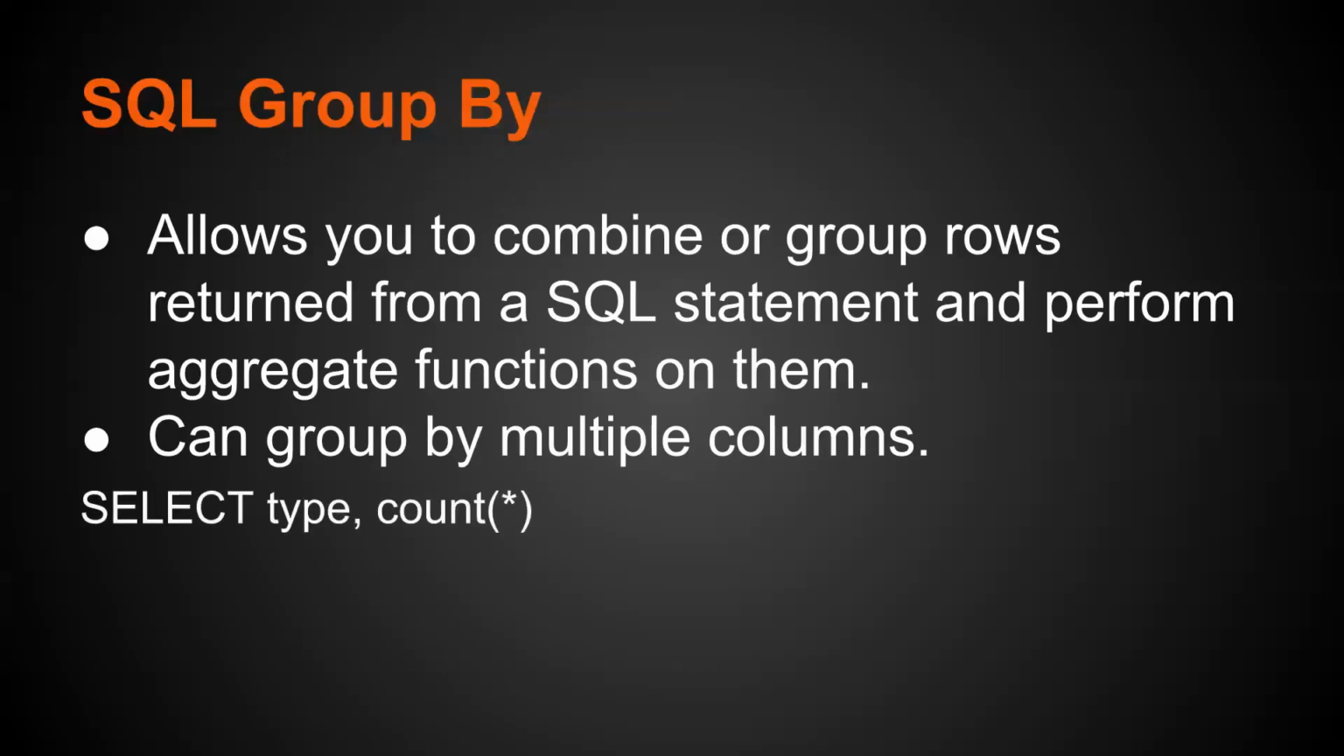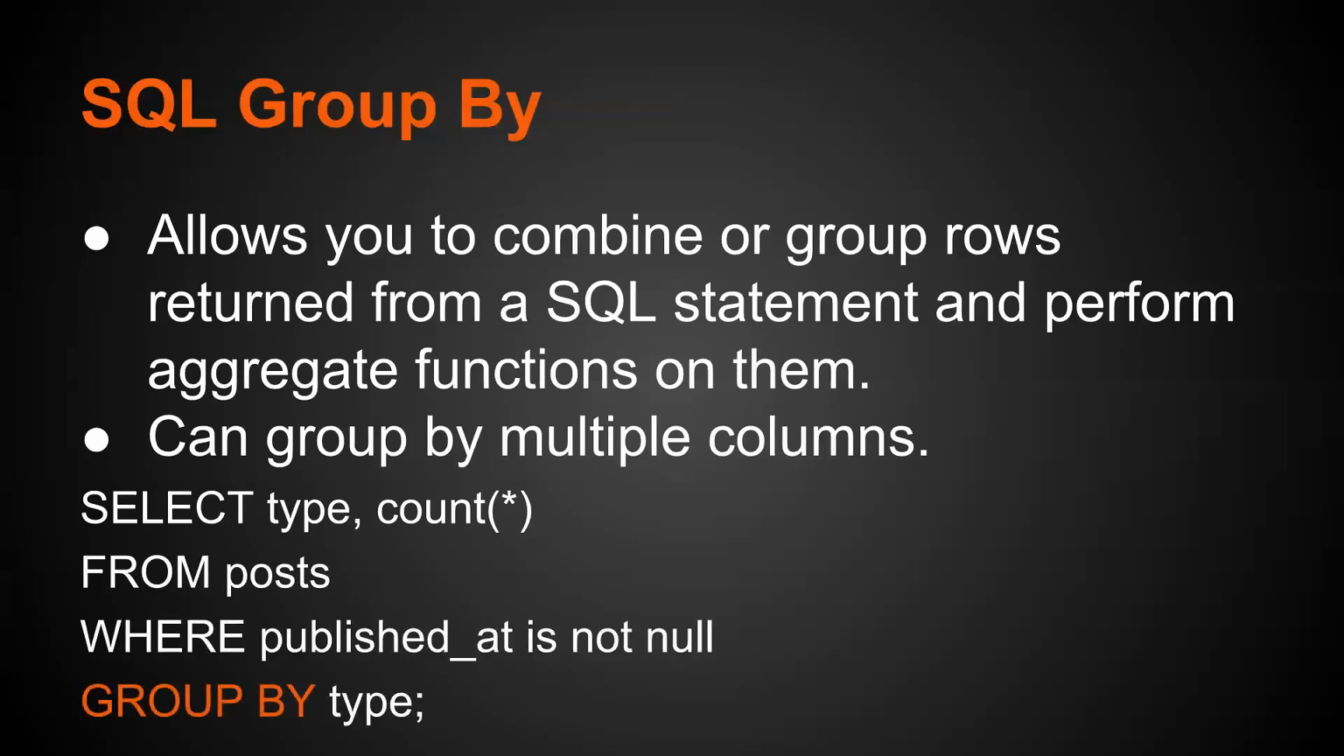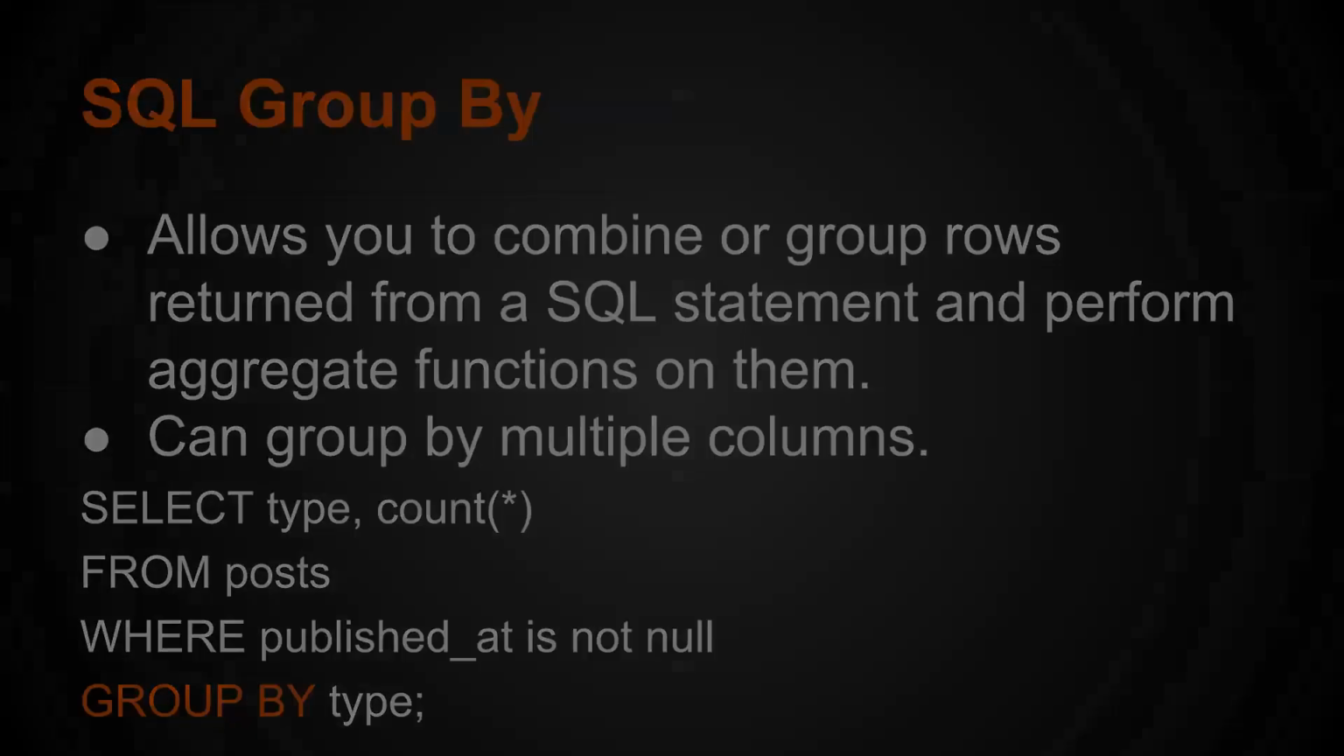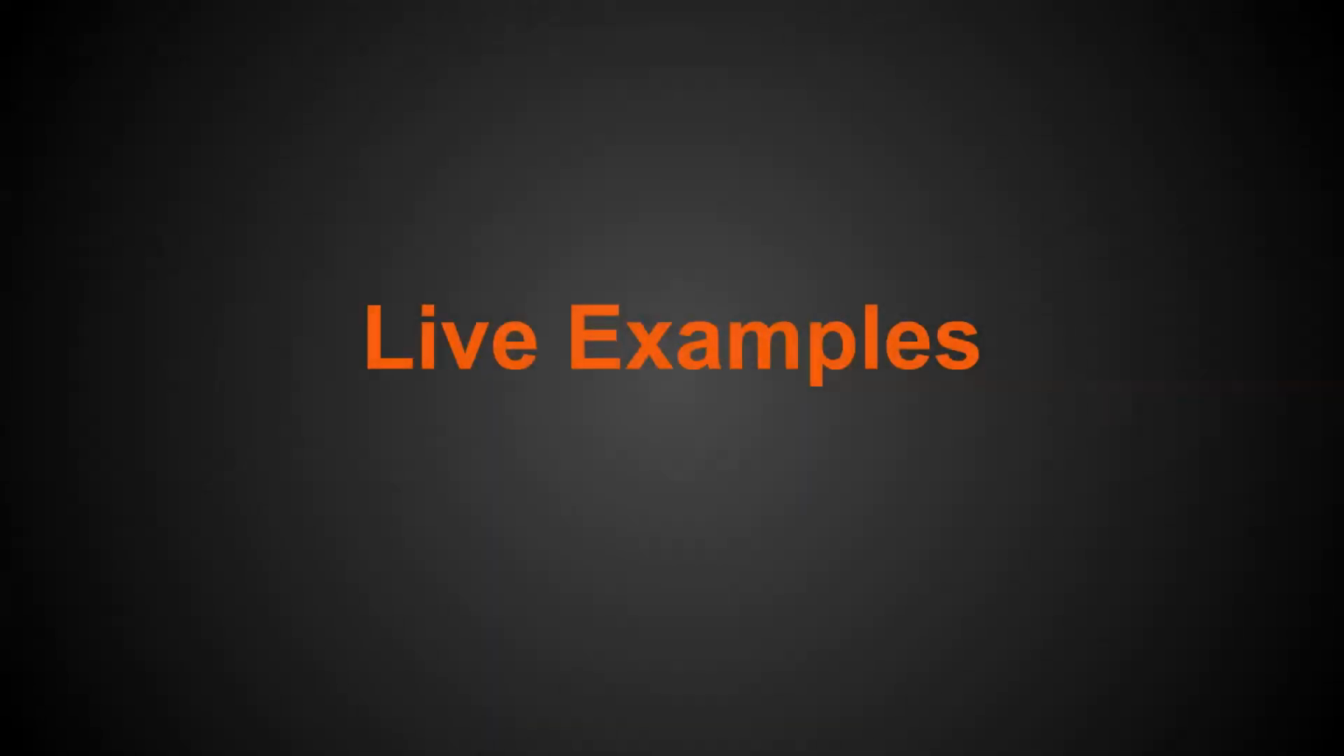Here's an example of a group by statement. You could say select type, so this is a column type, and do a count. That's the aggregate function of the rows for that particular type, from the post table where, and you can include a where statement, where published date is not null, and then group by, that's the group by clause, by the type. So let's take a look at what this looks like with live examples.